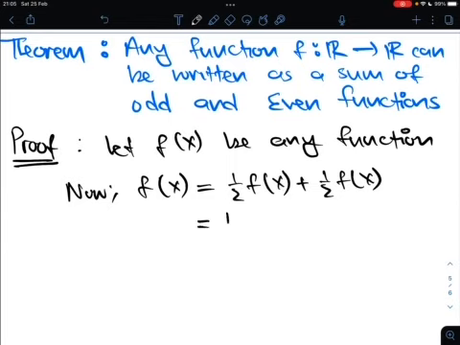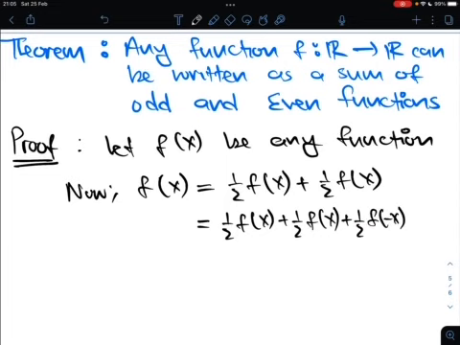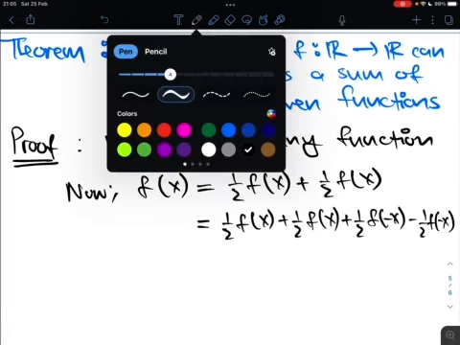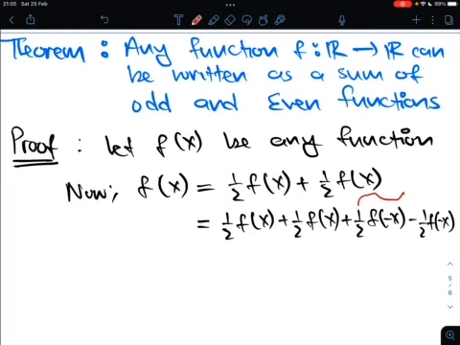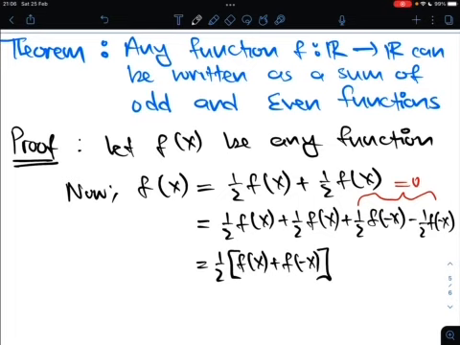But this is also the same thing as saying half of f of x plus half of f of x plus half of f of minus x minus half of f of minus x. If you look, these two terms that I introduced just cancel each other because they are equal to 0. So it's like I didn't change anything. But now I'm going to group these in pairs as follows. I'll take first half f of x and pair it with f of minus x. Then I'm going to take also half f of x and pair it with minus f of minus x.